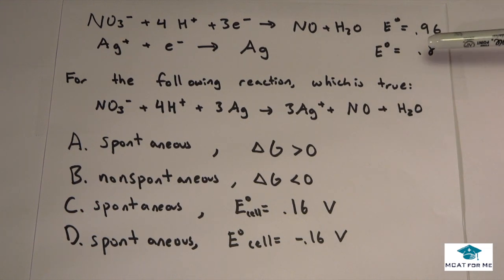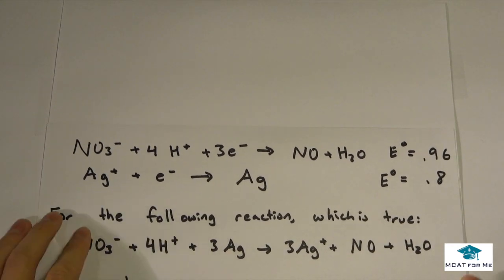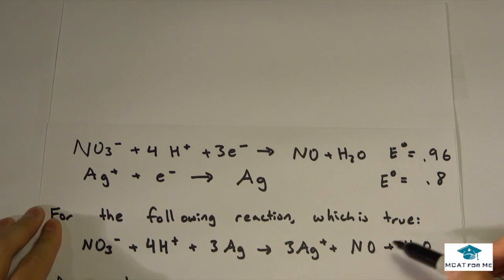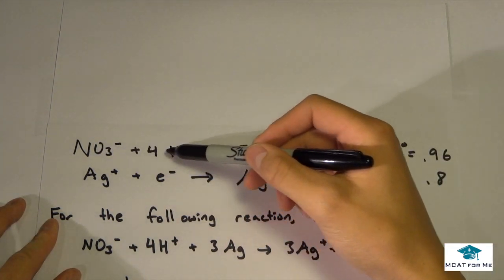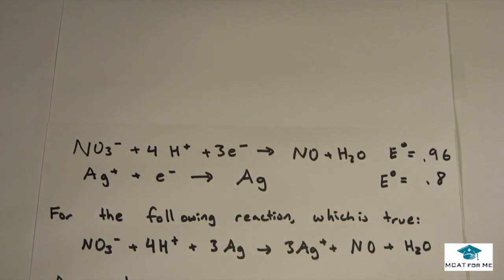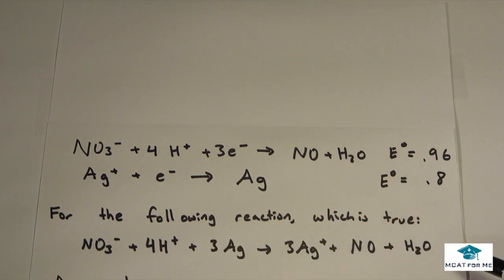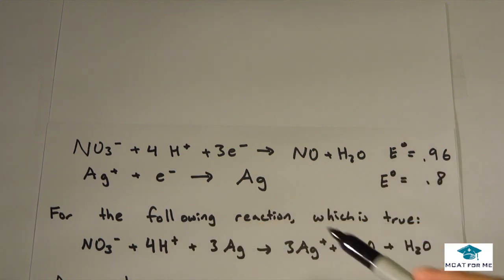So the first thing that we want to do when we have this equation right here is piece together what is the overall net reaction. When we have NO3 minus plus 4H plus 3Ag goes to 3Ag plus NO plus H2O, we know that this NO3 minus is still going to be reduced. It's in the direction that it's reduced because we have NO3 minus and the H plus and the NO and H2O. But we see that this Ag is flipped. It's reversed so that it will now be oxidized.